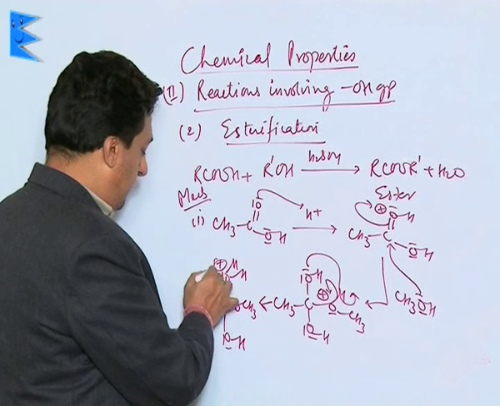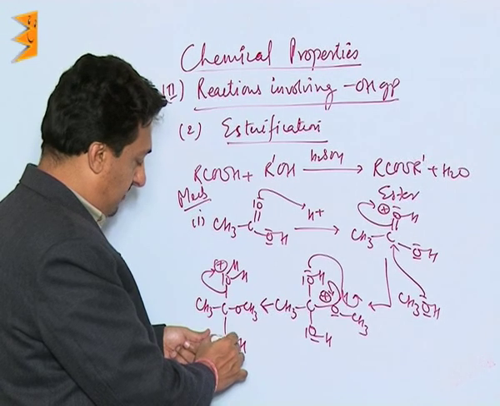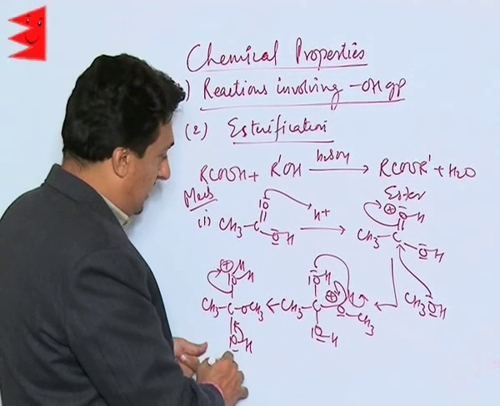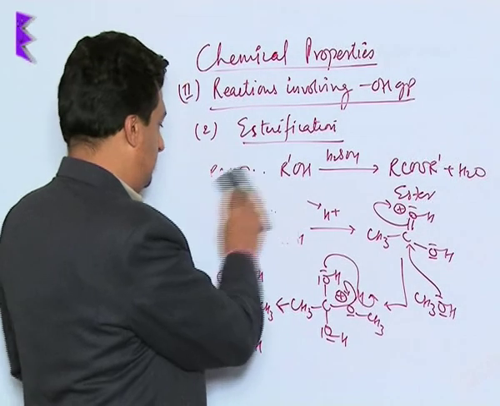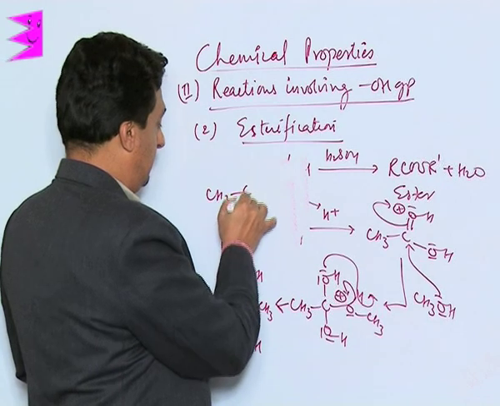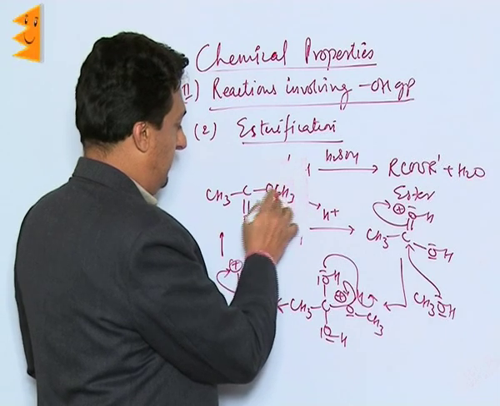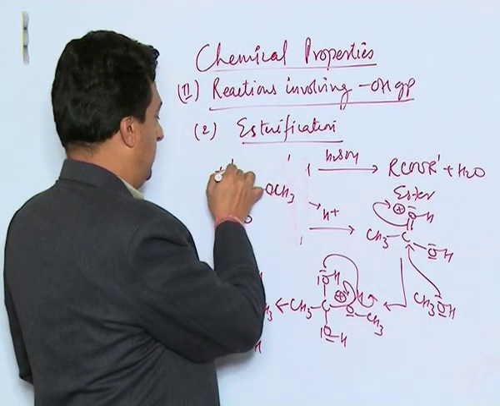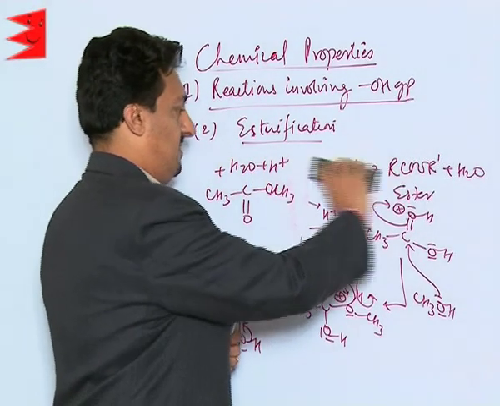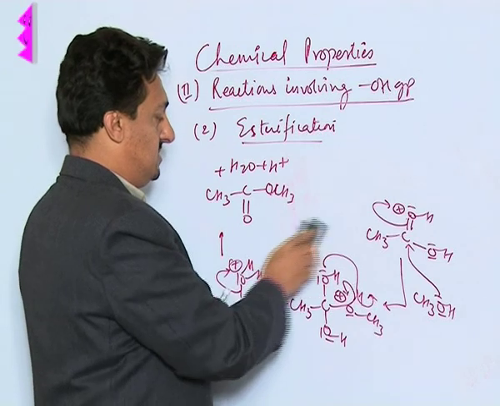Now this water will move out, this carbon will become deficient, and this oxygen will withdraw the electron from this OH group and give it back to this one. So what we ultimately get is the double bonded O, OCH3, and along with this, water and H plus come out. So this is how we can prepare esters. This is exactly the mechanism of esterification.